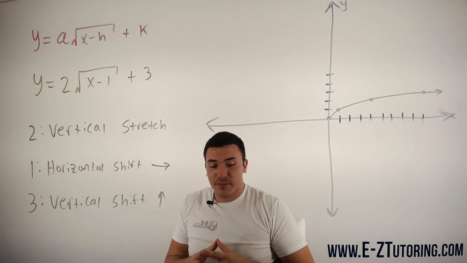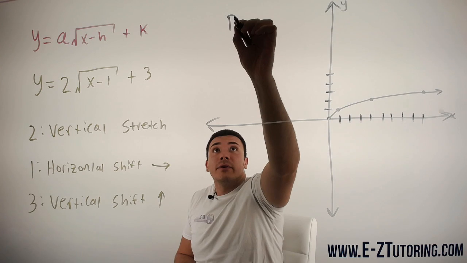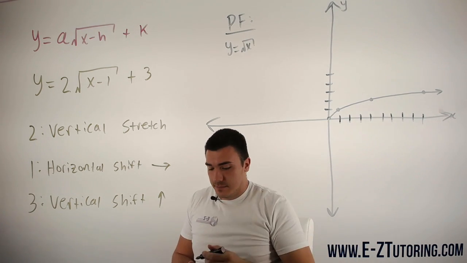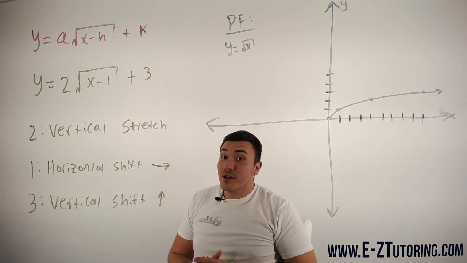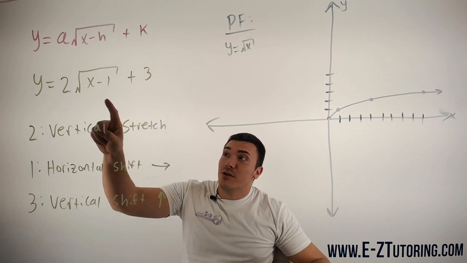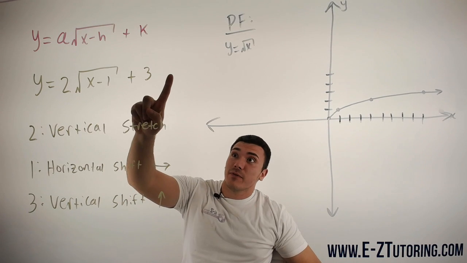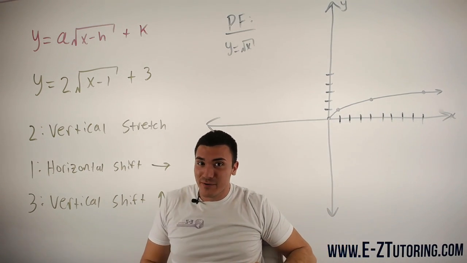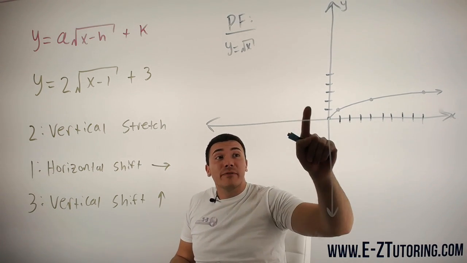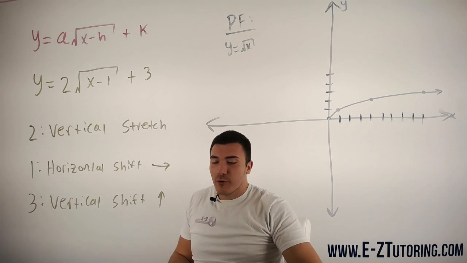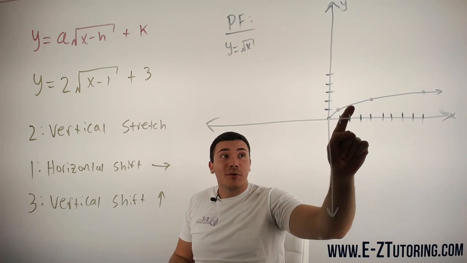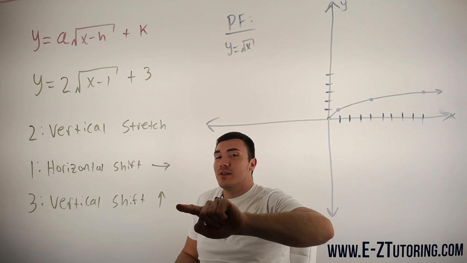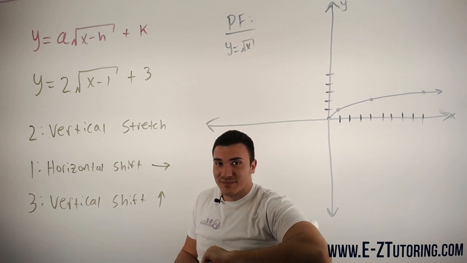What is a parent function? Parent function is simply y equals square root of x. Your parent function is the function with no transformations on it. No vertical stretch, no horizontal shift, no vertical shift. None of that. You get just square root of x. I already went ahead and graphed the square root of x. So in order to graph something like this, you want to start off with your parent function and then slowly, one at a time, apply each one of these transformations until you get to here.